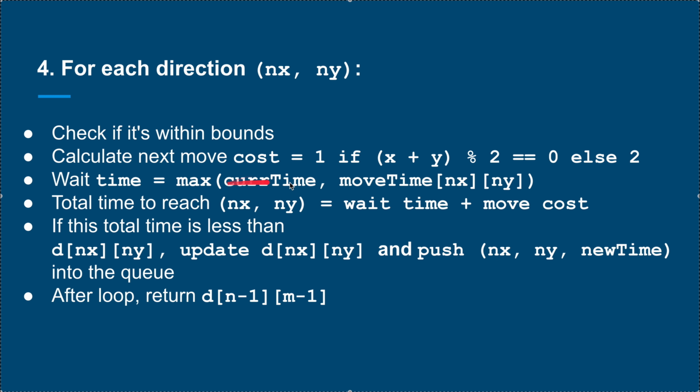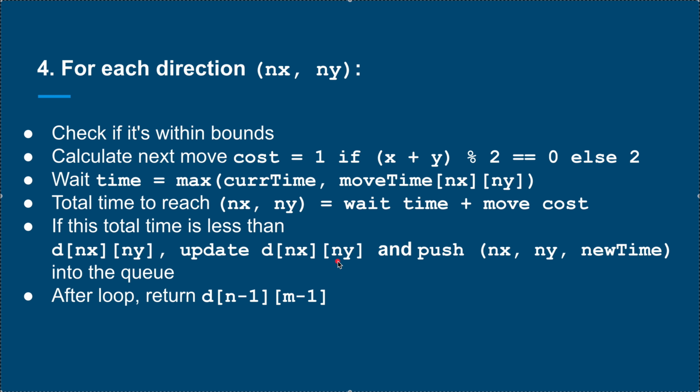And which one is the max, that we will update our wait time. So total time to reach nx and y, we'll say wait time plus move cost will calculate the total time to reach nx and y. So if the total time is less than d at nx and y, we will update our d and push it to the queue again.